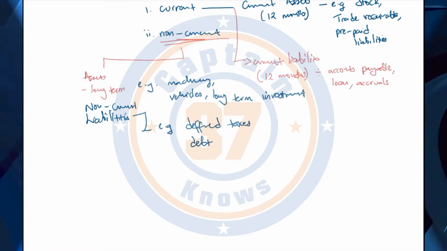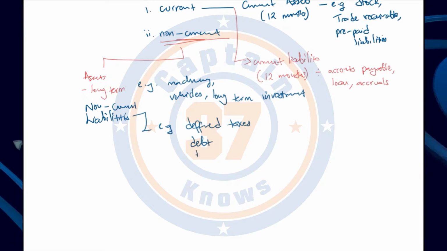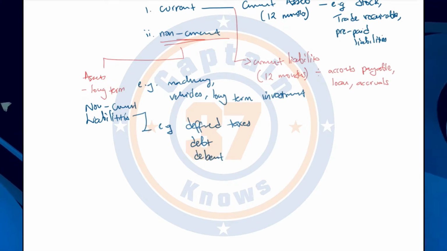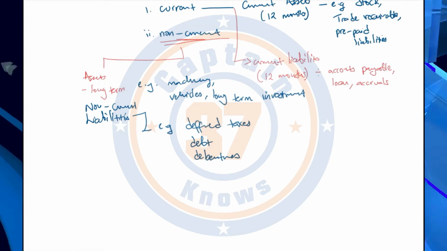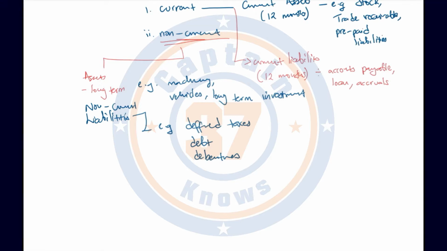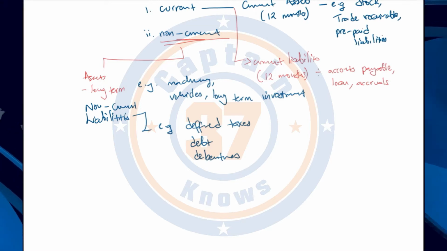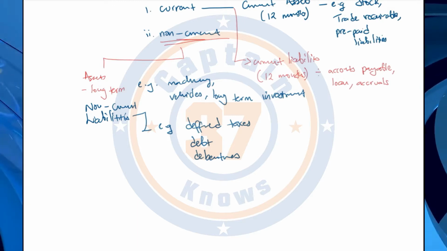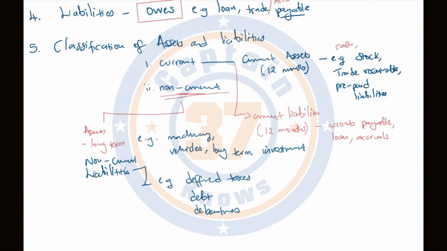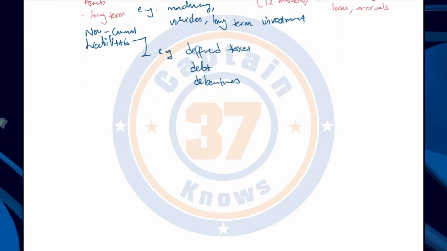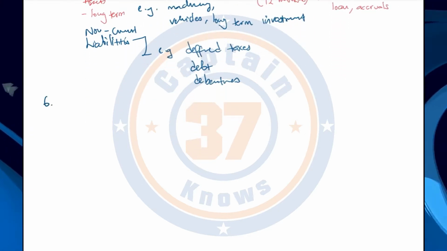Another example that you may wish to consider is what's known as debentures, but I'm not going to talk about debentures here. No one's pretty much going to ask you anything about debentures, but you can always look it up. So that is it on the classification of assets and liabilities, and that was number 5. We now proceed, and we'll be on number 6.